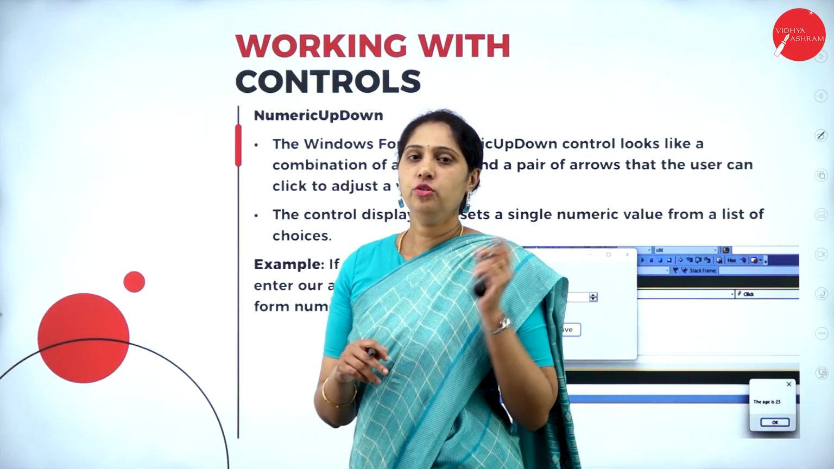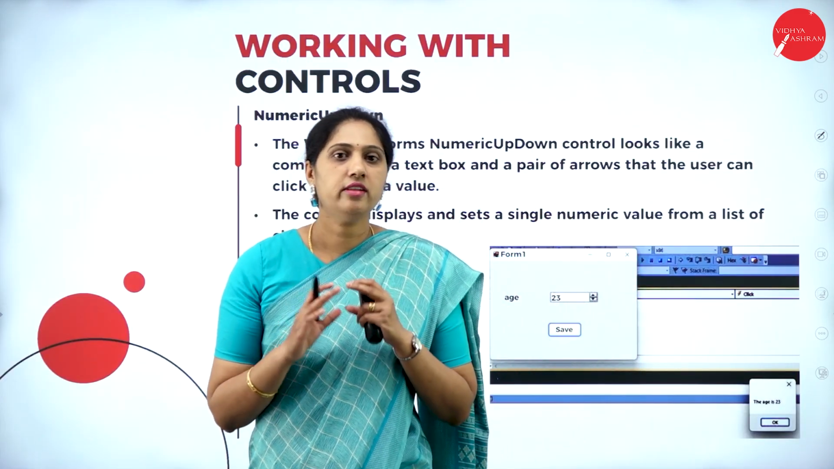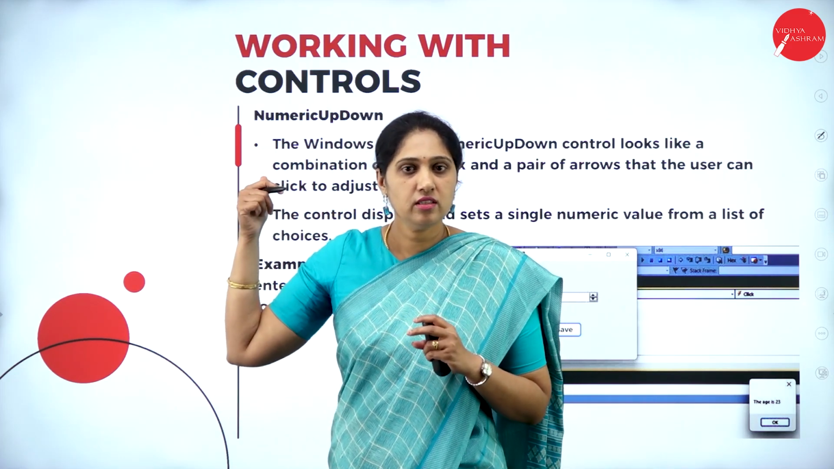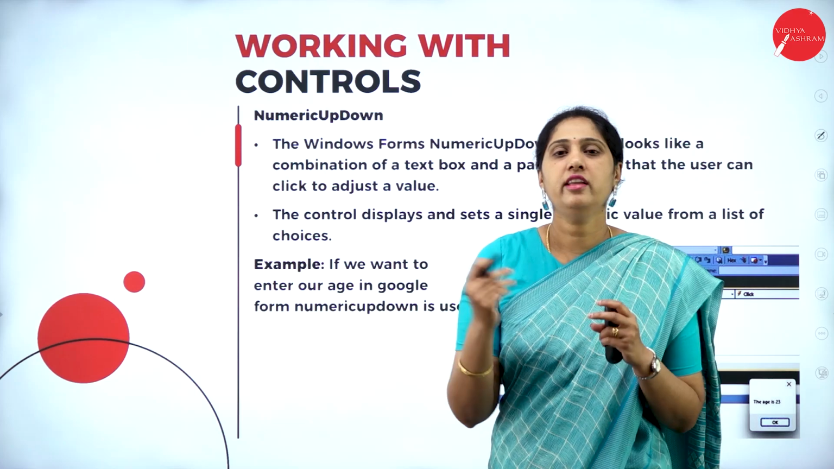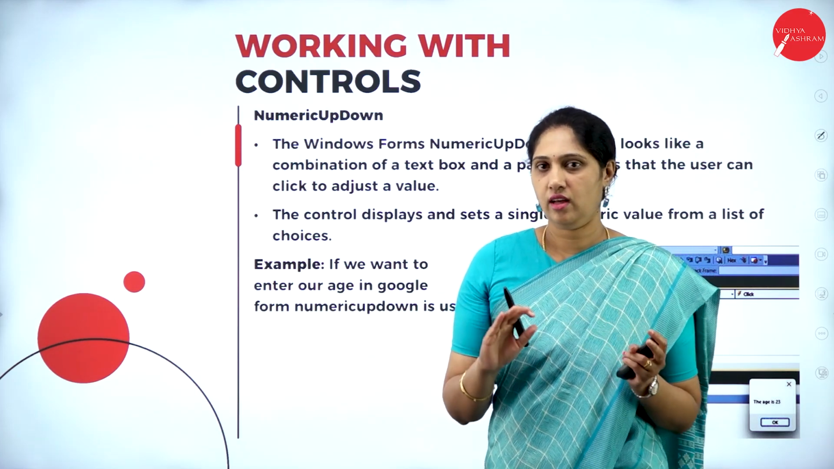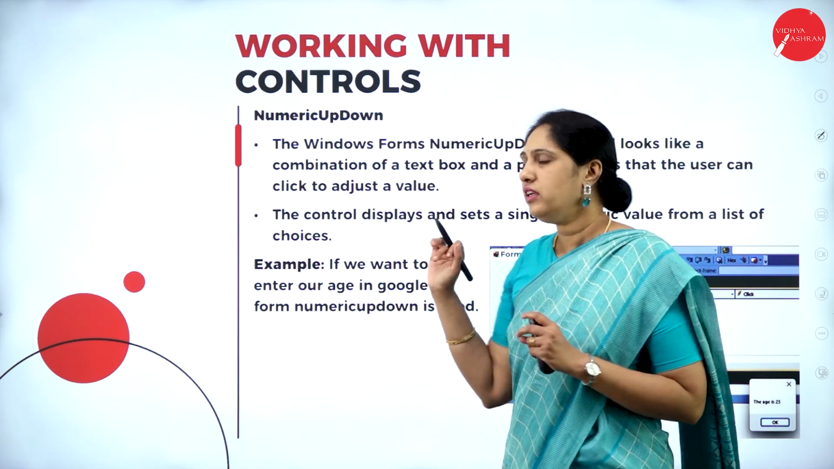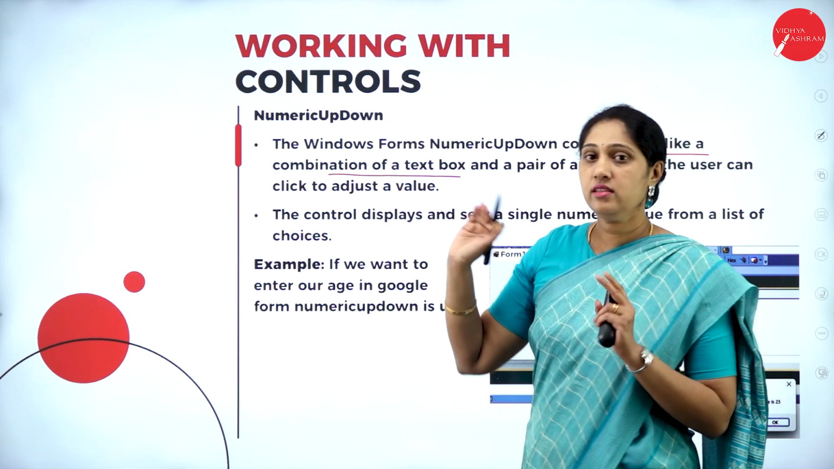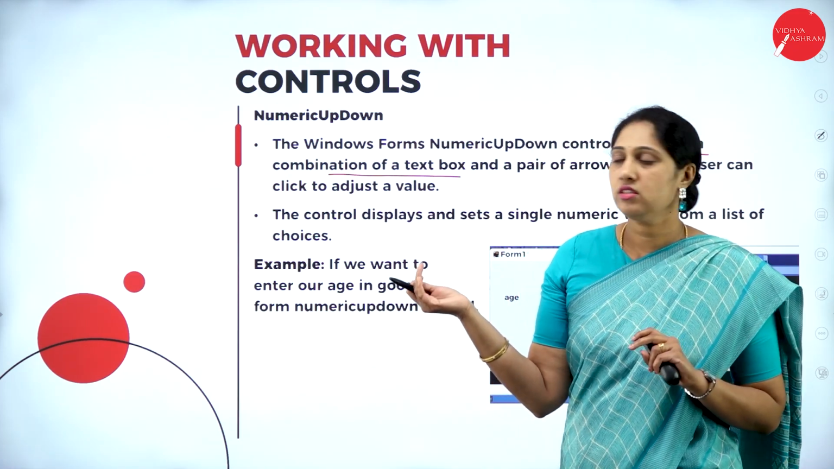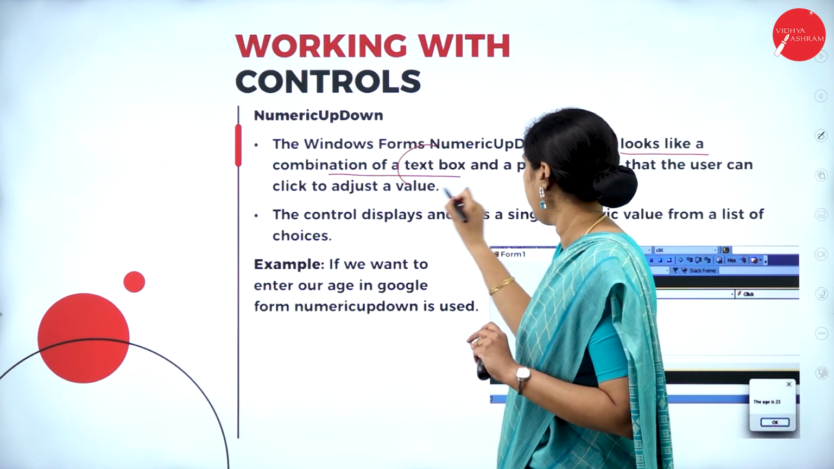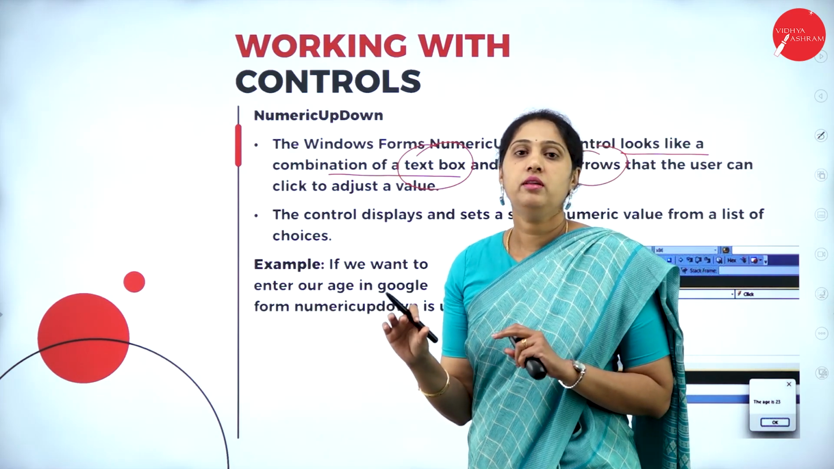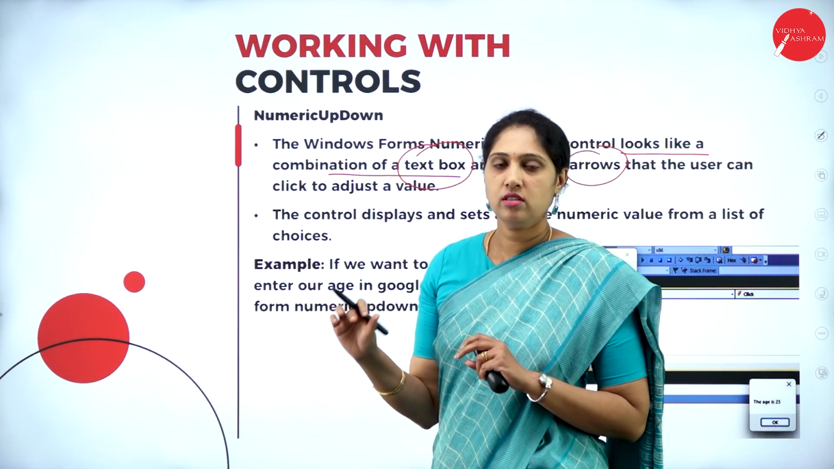Then numeric up down, as the name itself tells, it is up down. What are we doing up down with this numeric? What is numeric? Any numbers other than alphabets. So what will this numeric up down do? It looks like a combination. What combination? It is a combination of a text box and a pair of arrows. You will be given a text box with the arrows.